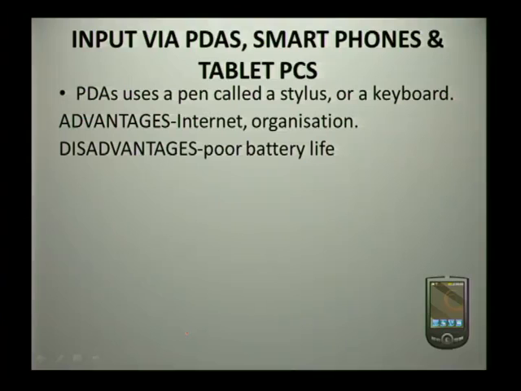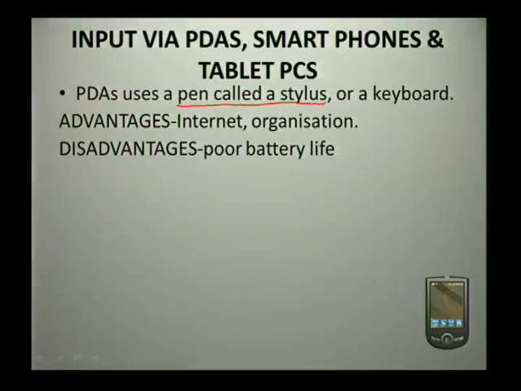Right, then we're going to look at some PDAs as well as smartphones and tablets. Now, these are some of the input devices that we also have. But now, why would you say a PDA would have this input device? Now, PDAs, they use a pen, which we call a stylus, or they also have a keyboard. Now, advantages of having a PDA: you can get internet, and you can organize by getting your calendar, and contain telephone numbers as well as contact details. A disadvantage is that it has a poor battery life.